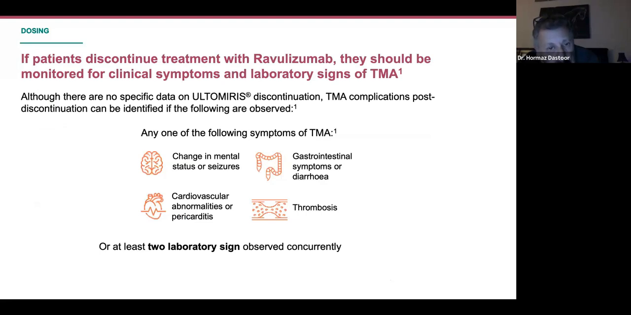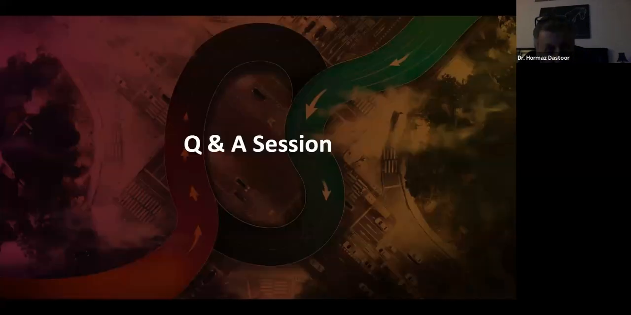And if you are thinking about stopping this medication, then you have to keep a close eye on these patients. You need to monitor their labs and their clinical condition, whether there is evidence of the TMA process recurring, patients having GI symptoms, a drop in their platelet counts, or an increase in their LDH. Then you need to stop the process of discontinuing or tapering eculizumab or ravulizumab, and keep them on or restart them on these medications. I think that would be it for now. If you have any questions, I'm open to them.